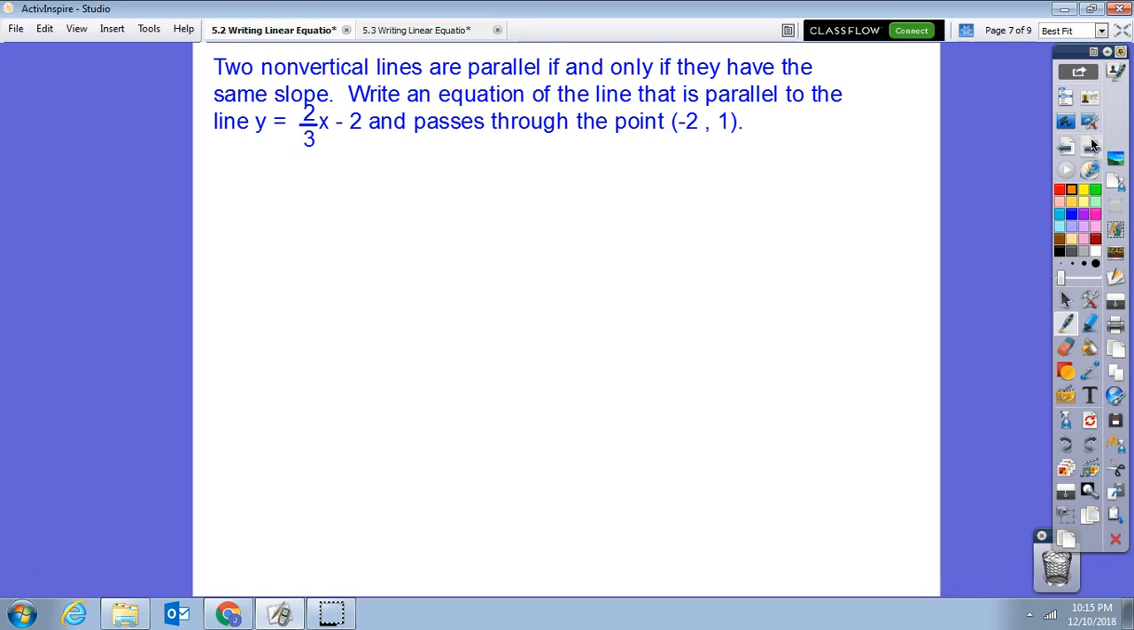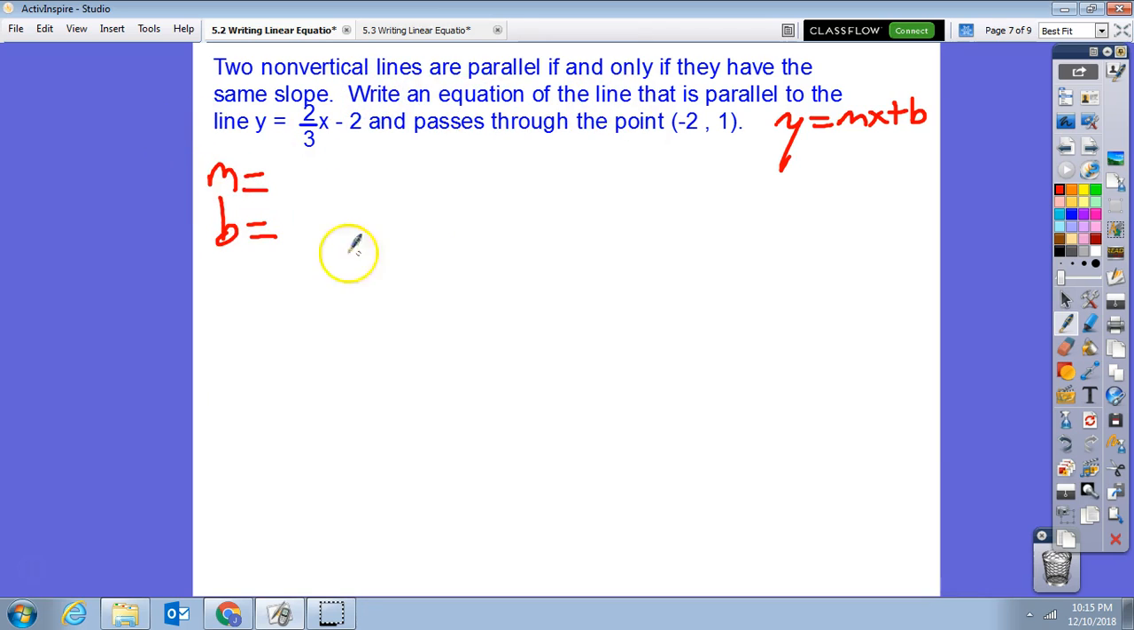So take a look at this example. It says two non-vertical lines are parallel if and only if they have the same slope. So write an equation of a line. Again, your head should be saying, y equals mx plus b. I need to find my m and my b to write my equation.